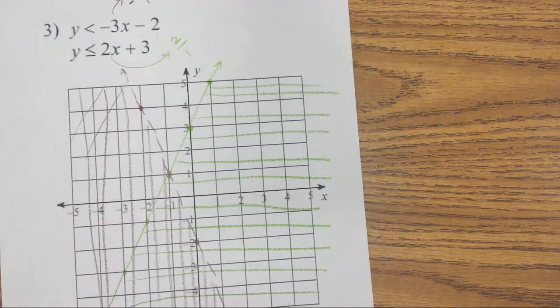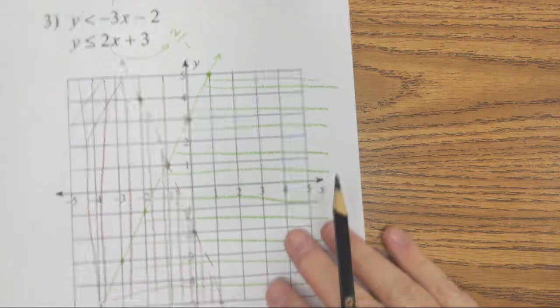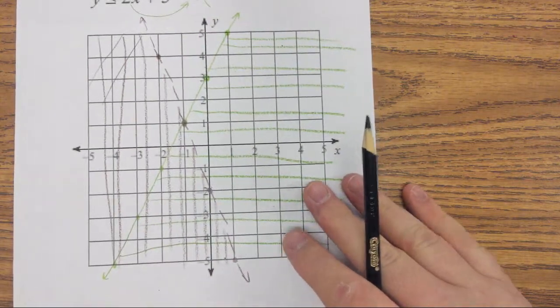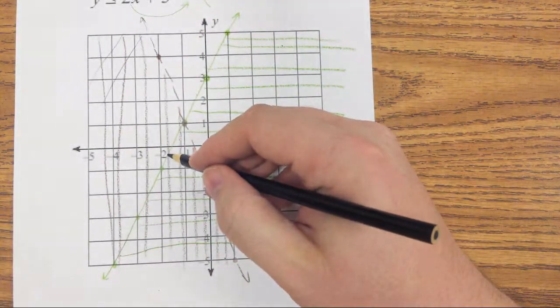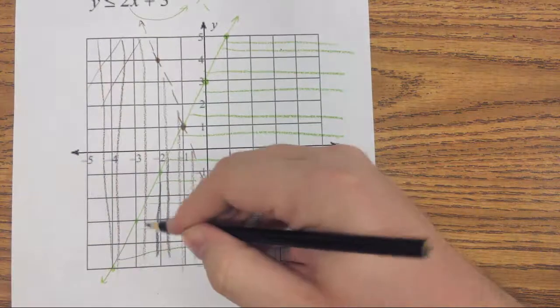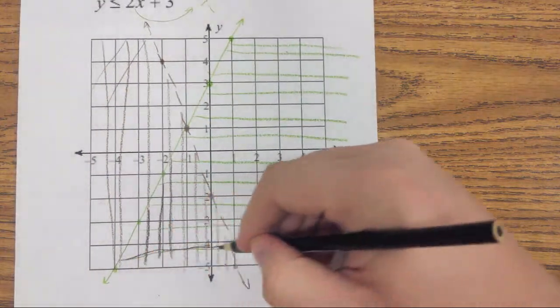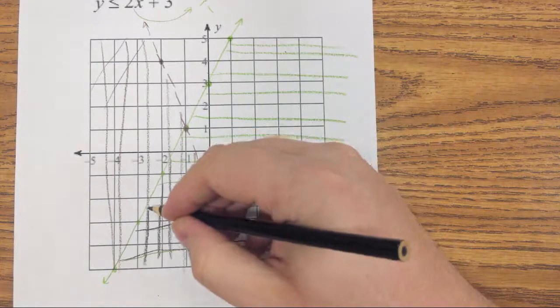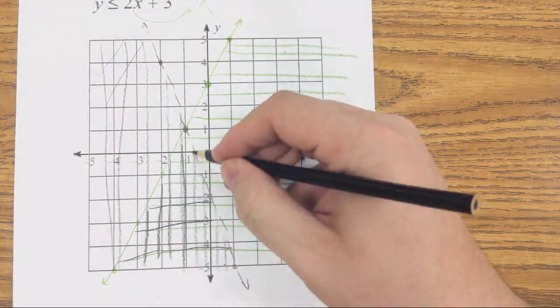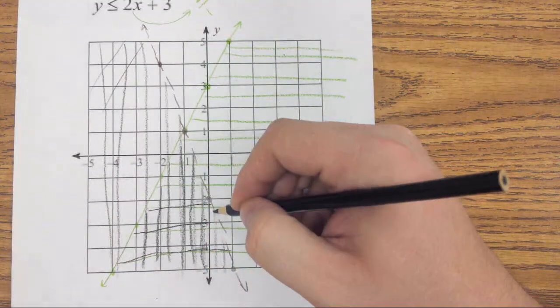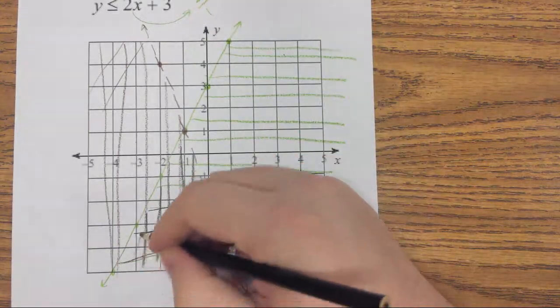And so we can see that our solution set is where these overlap. This is going down this way, overlapping this way. This is going this way, overlapping this way. That's where our solution is in this little triangular area right in here.